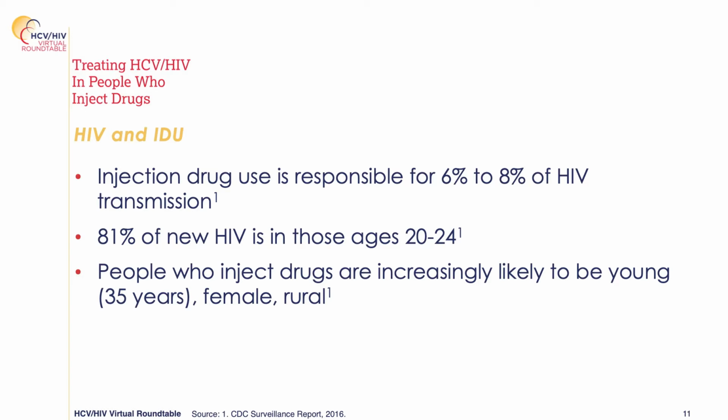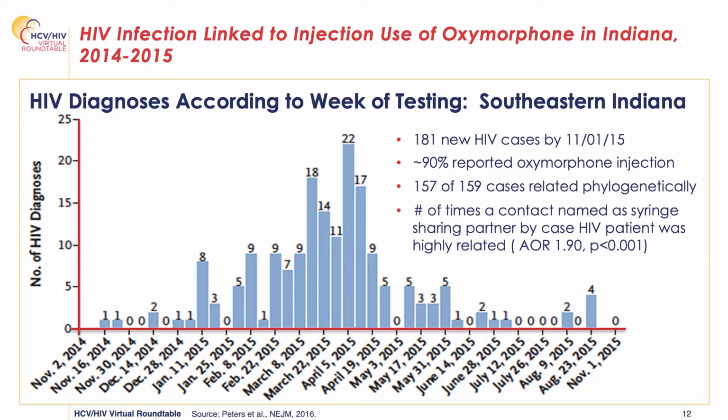Other trends that we're seeing demographically in people who are injecting drugs and using drugs associated with the opiate epidemic in this country are individuals who are more likely to be younger, female, and existing in rural populations within this country. Just to demonstrate something of which, unfortunately, we saw with the prescription opiate epidemic in this country in Austin, Indiana, was a new HIV outbreak, as well as a hepatitis C outbreak in people who were injecting drugs. In particular, it was oxymorphone, a prescription opiate.